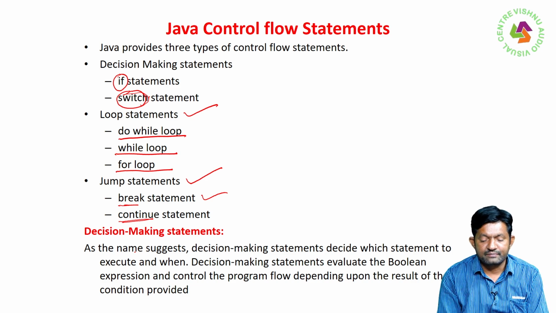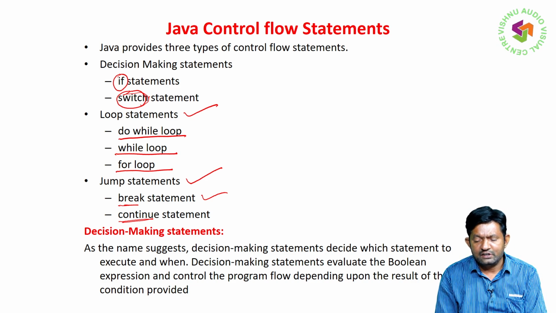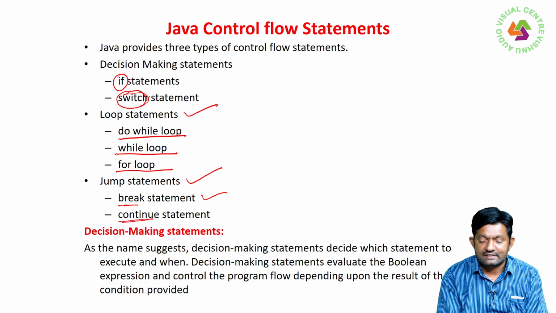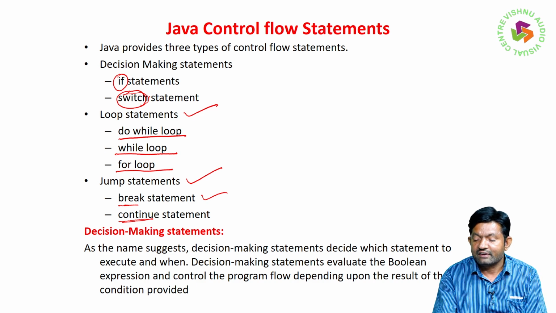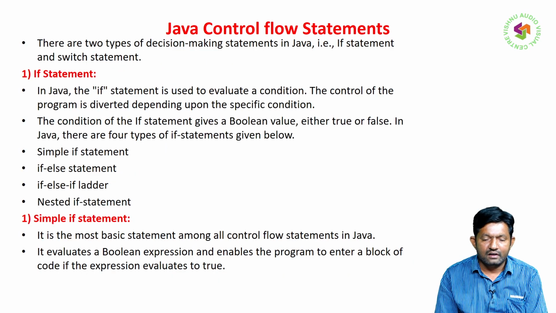Decision making statements. As the name suggests, decision making statements decide which statement to execute and when. Decision making statements evaluate the Boolean expression and control the program flow depending upon the result of the condition provided. There are two types of decision making statements in Java, that is if statement and switch statement.